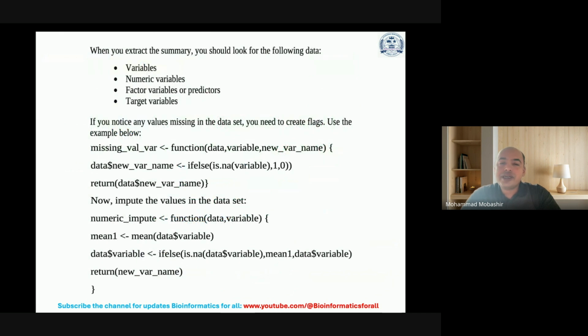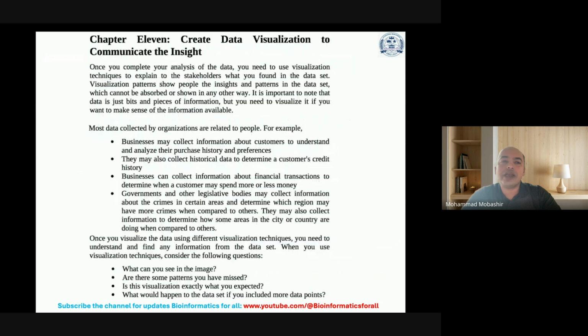Then if you want to understand or write the codes in R, or in any coding language, you need to understand variables, numerical variables, factor variables, predictors, target variables. These are some of the examples of R coding, which I'm not going to explain, but definitely in some of the sample case studies, I will be explaining.